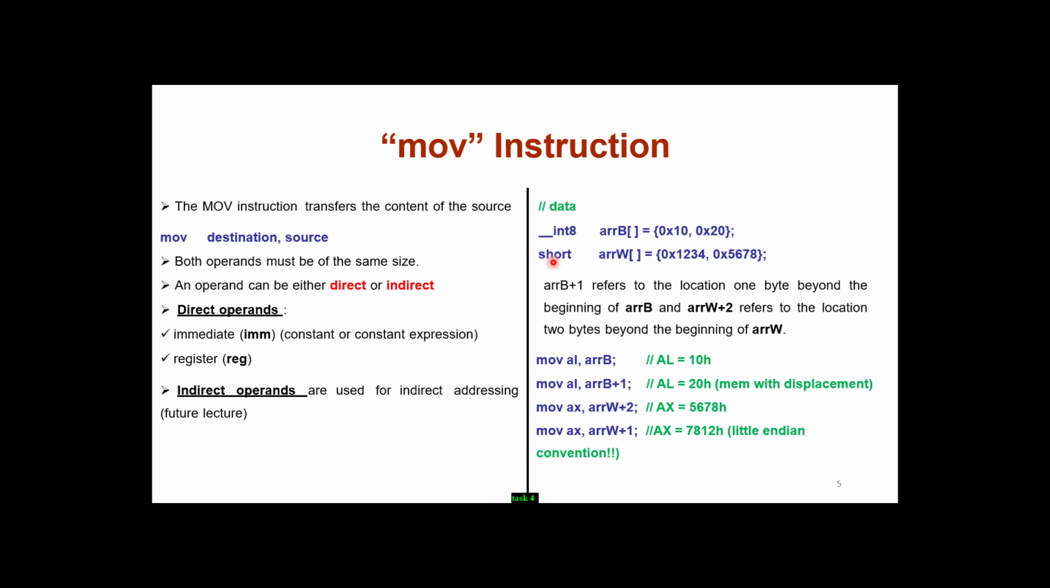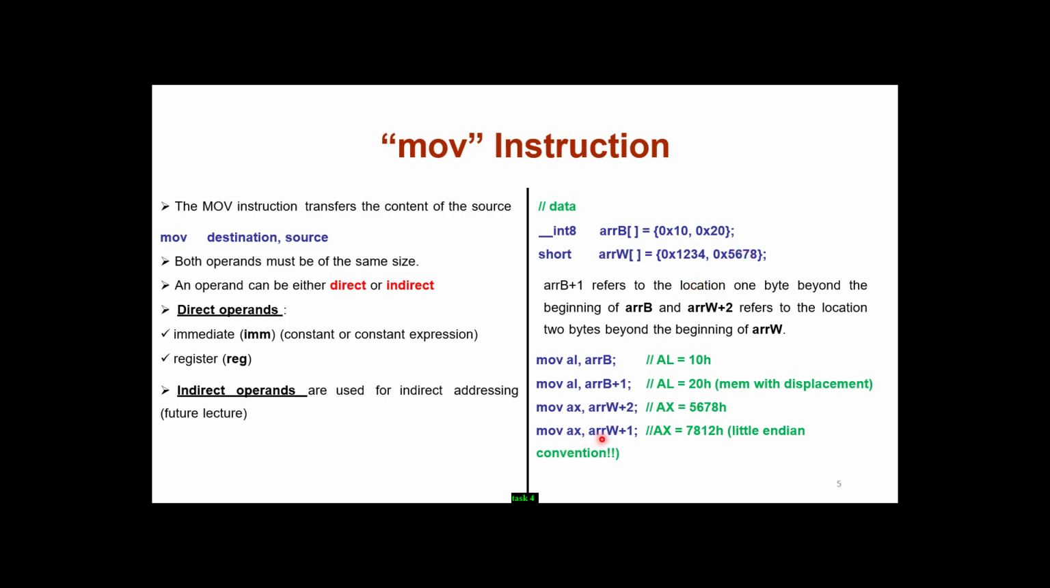Now the next one, short. Move W array W plus 2 means we are going to go to the third location and copy 2 bytes into AX. Why the third location? Remember, this one will be stored in 0, 1, 2, which is the third location, and we are going to copy these 2 values.